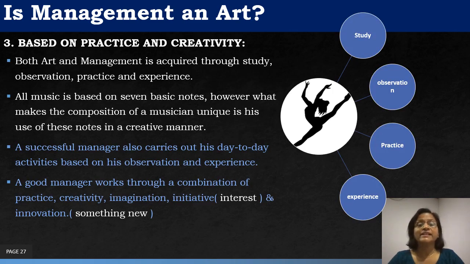Based on practice and creativity, both art and management are acquired through study, observation, and experience. Art involves creative practice of existing knowledge. A successful manager also carries out his day-to-day activities based on observation and experience. All music is based on 7 basic notes. However, what makes the composition of a musician unique is his ability to use the notes in a creative manner.